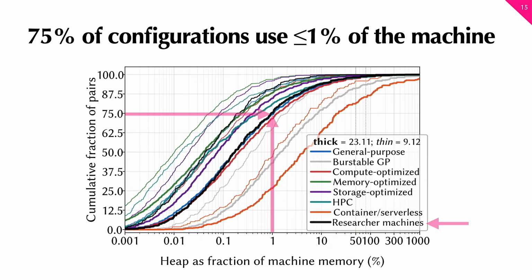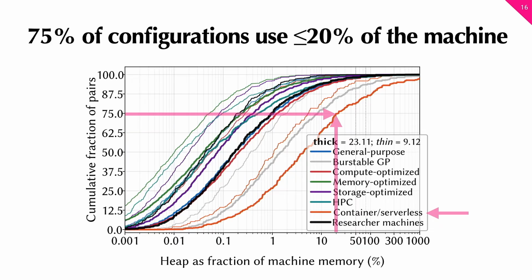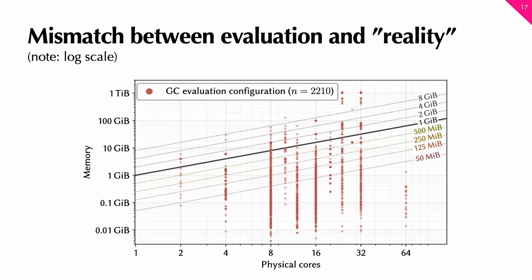And if we change this to run the small container-based systems instead, which typically have fewer cores, then we get to 75% of the configurations using less than 20% of the machine. So what does that mean? Well, you can interpret this in different ways, but our interpretation is that there's really a mismatch here between reality and how we evaluate GC.